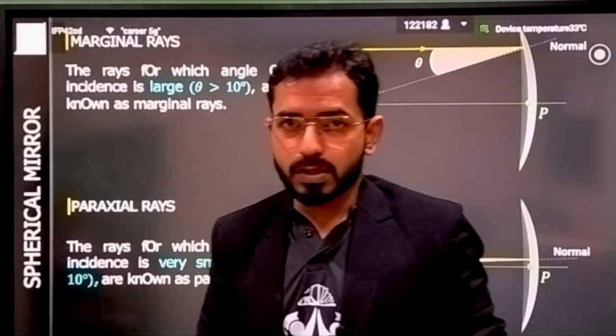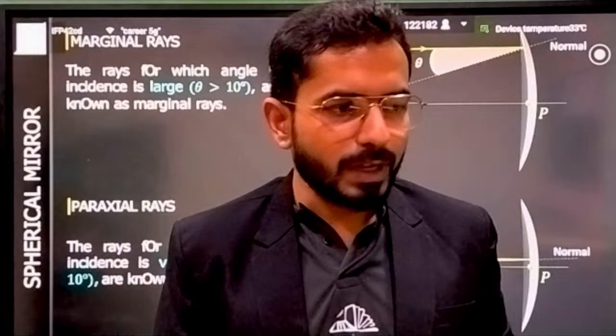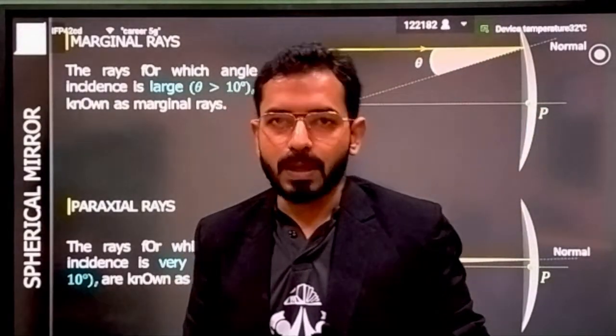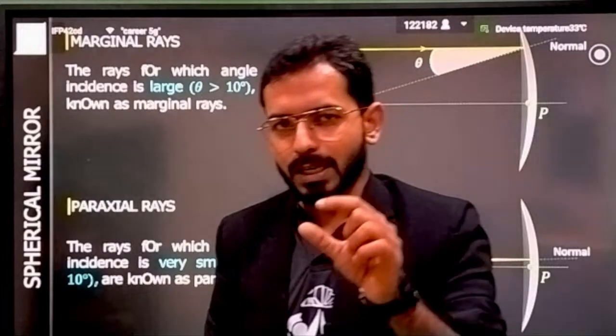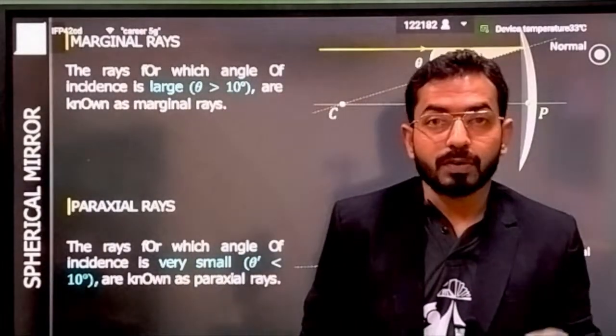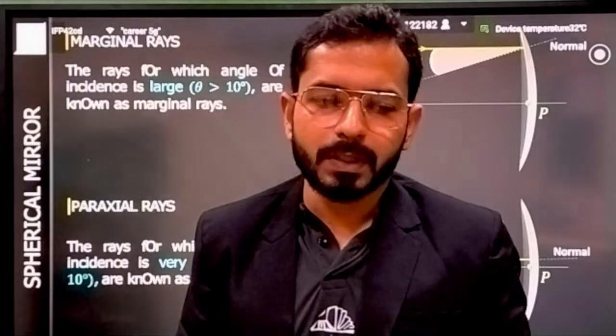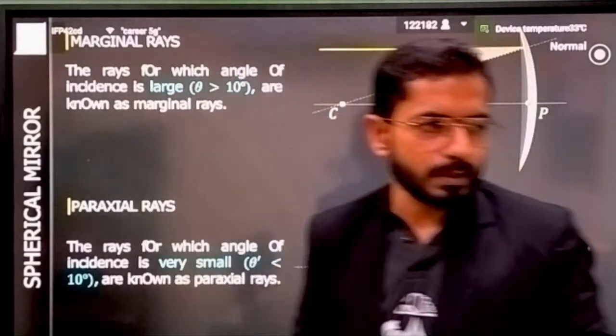Very soon we are going to see the mirror formula and how it was derived. This was also assuming paraxial rays, because we assume that theta is very small. When theta is very small, we use the property sin theta is equal to theta is equal to tan theta. This can be written for all the things.